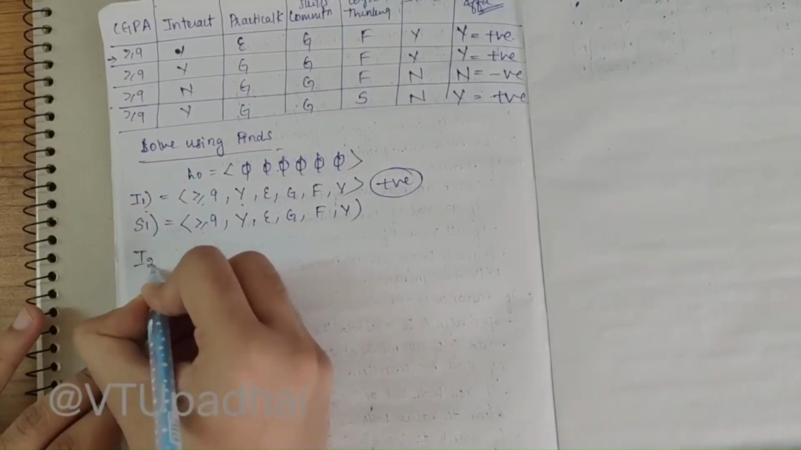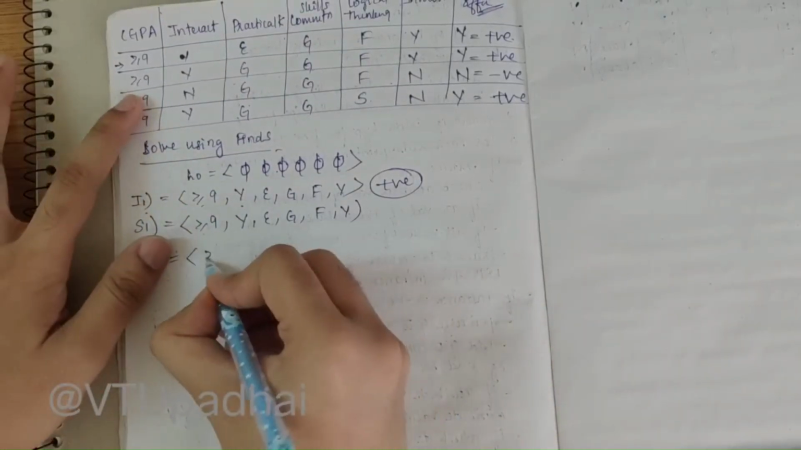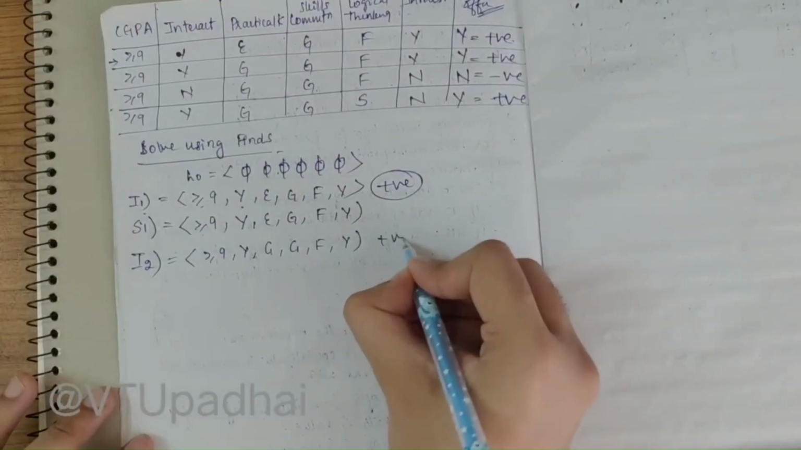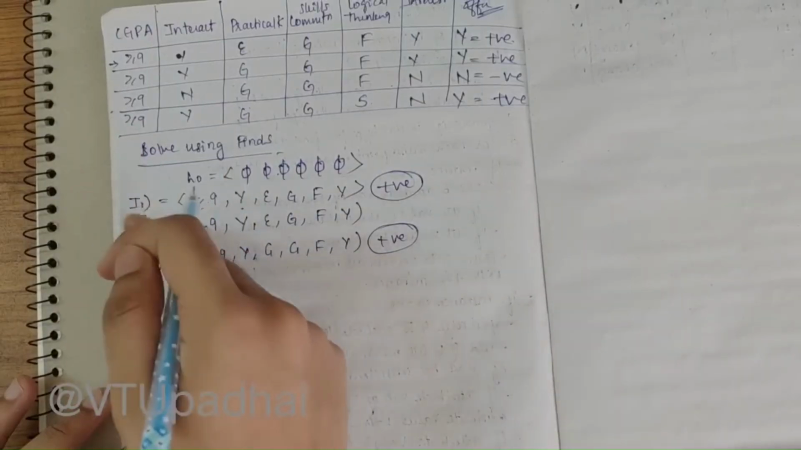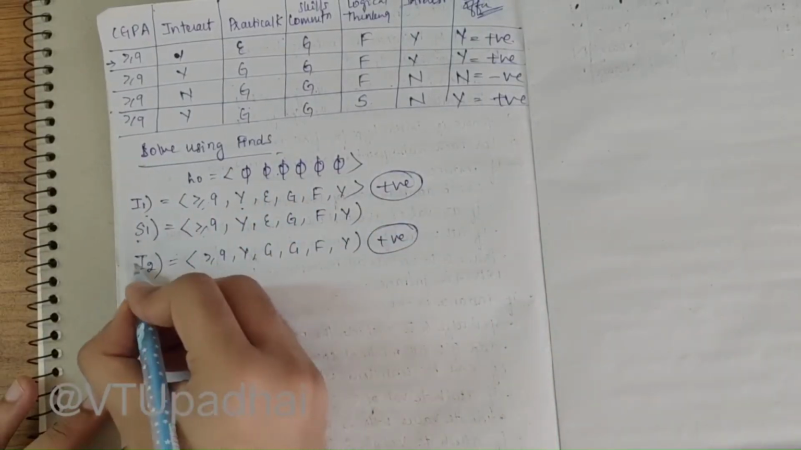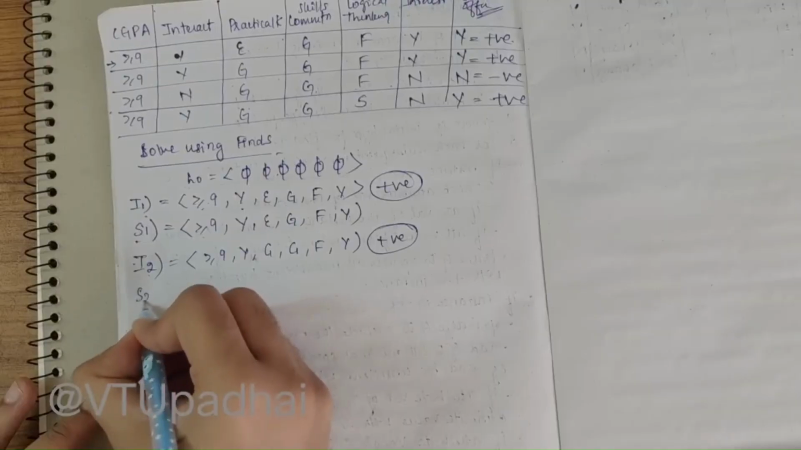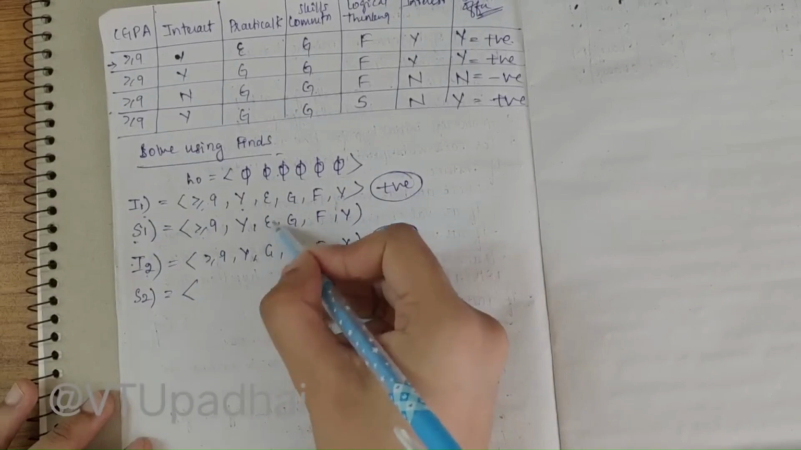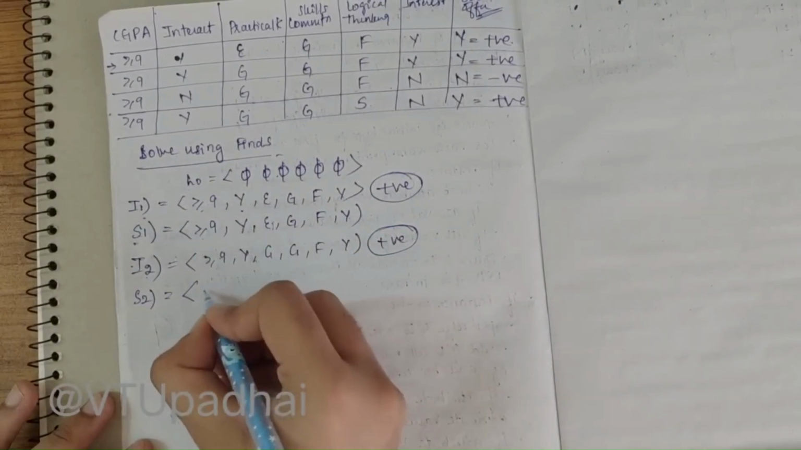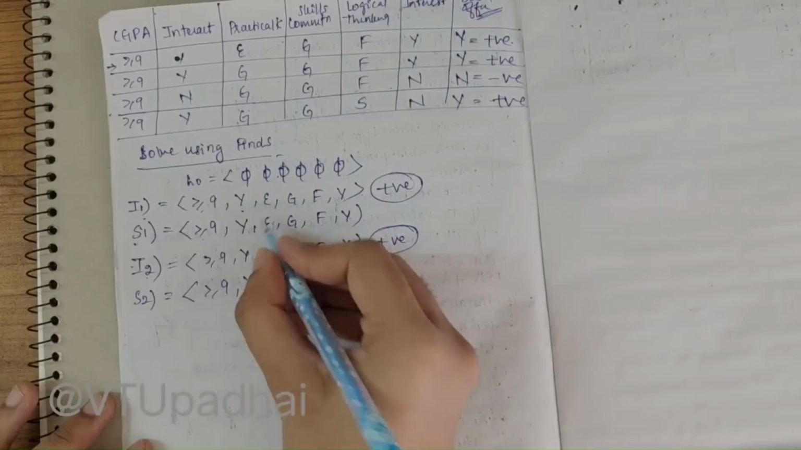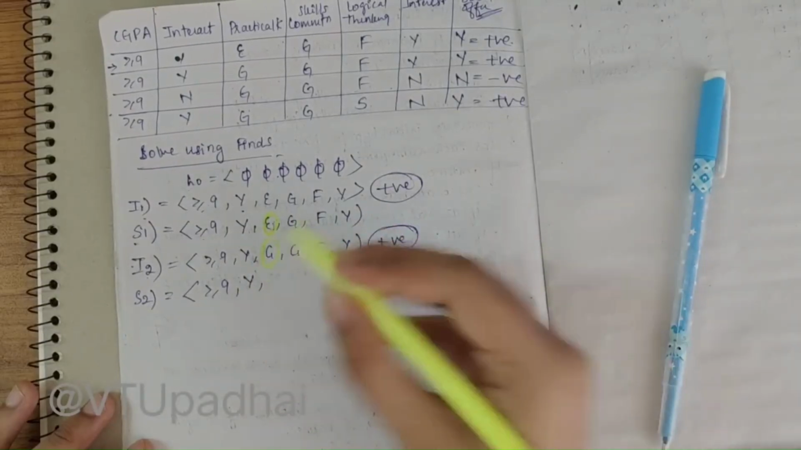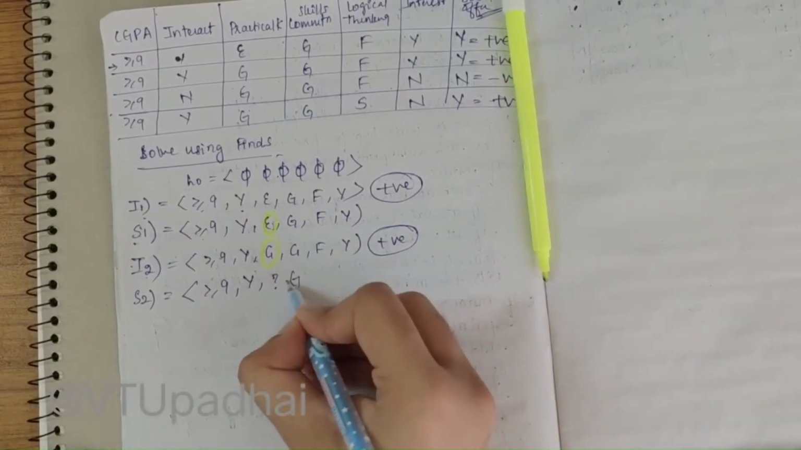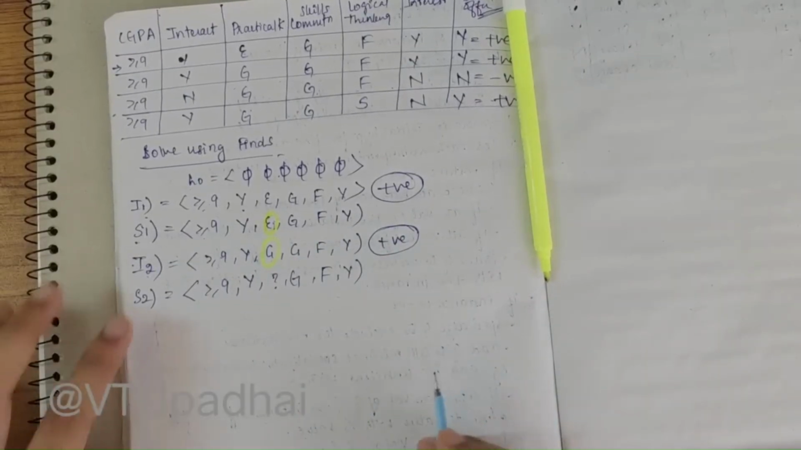Now let's move on to I2. I'll consider the second instance, that is greater than or equal to 9, Y, G, G, F, and Y. This is also a positive instance. So I'll compare this with the previous H value, which I've taken as S. So compare I2 and S1 to get S2. If the values are the same, write it as it is, and if there's any difference, then put a question mark there. Here greater than or equal to 9 and greater than or equal to 9 are the same. Y is the same. Here there's a variation between these two, so I replace it with a question mark. Next, G and G are the same. F and Y are the same. So I'm done finding S2.